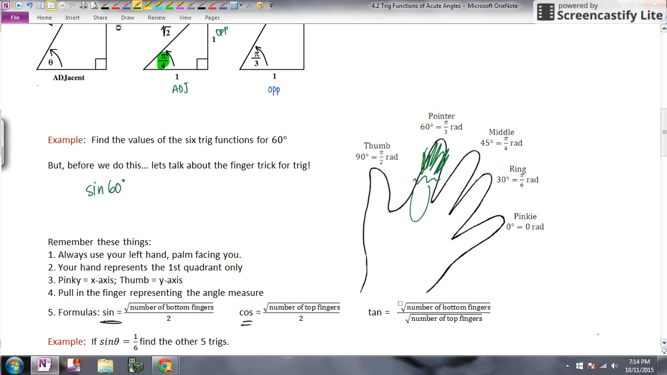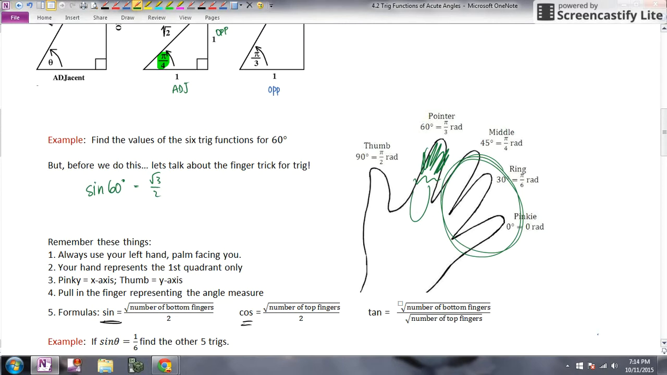If you look at the number of what I call bottom fingers, that's below that folded down finger, there's 3 of them. And that is the sine. If you look at this formula, sine is the square root of bottom fingers over 2, or root 3 over 2. That's sine. Boom, done. Carrying my trig calculator with me everywhere I go.